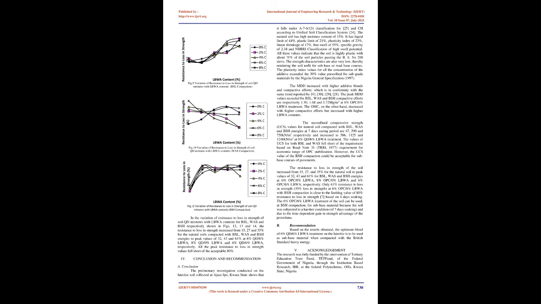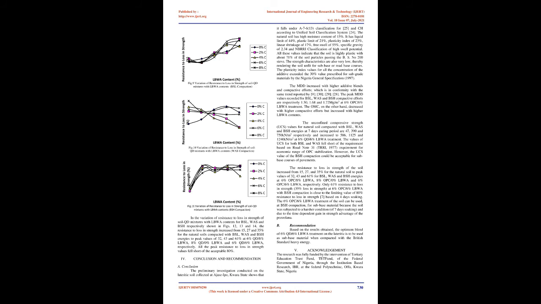The variation of UCS of soil cement mixtures cured for 7 days with LBWA contents for BSL, WAS and BSH compactive efforts are shown in Figs 9, 10, and 11 respectively. The UCS values for the BSL compaction showed a sharp increase from 47 kN/m2 for the natural soil to 586 kN/m2 at 6% QD/6% LBWA.